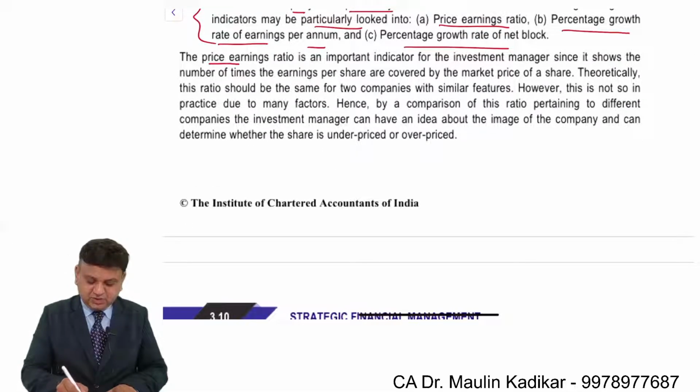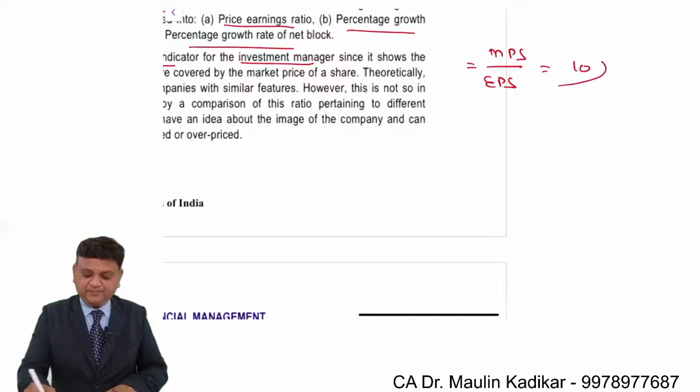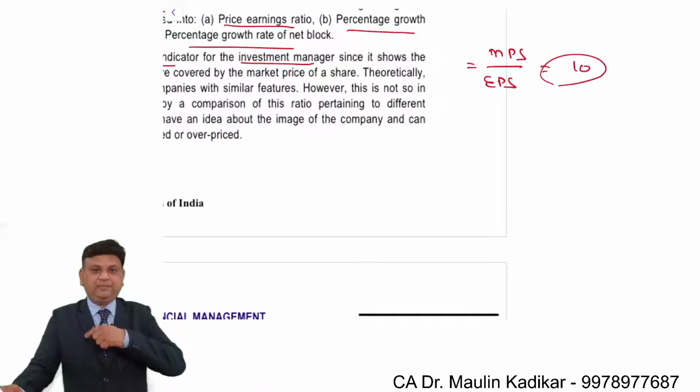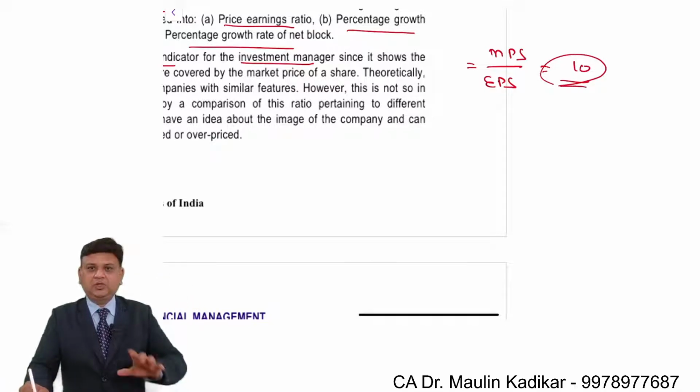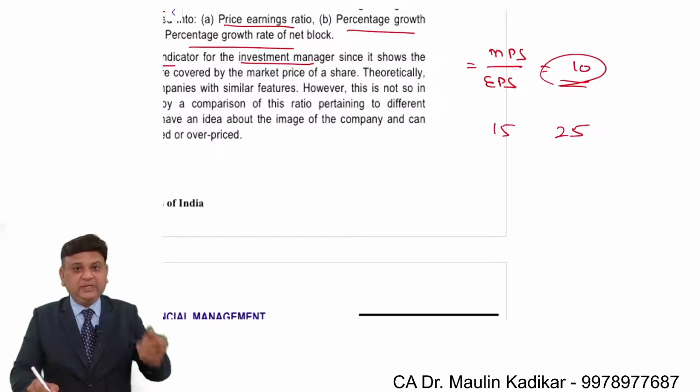The price earning ratio is an important indicator for the investment manager. It is MPS upon EPS. Suppose it is 10. It means that for every 1 rupee of my earning, I pay 10 rupees. That is what the price earning ratio is. So if the industry price earning ratio is 25, and I buy a stock which has a price earning ratio of 15, then from an investor point of view, it is a good indicator.